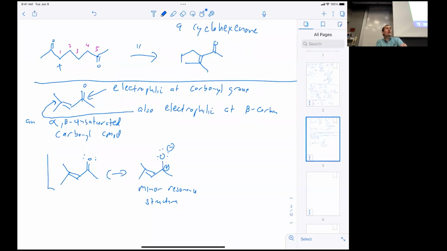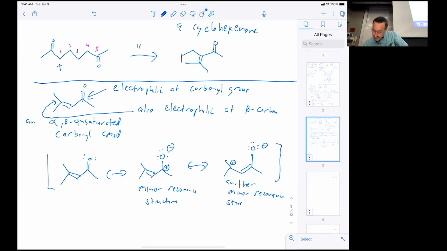But if we look at this molecule and we look at the double bond and think about resonance, we can also recognize that there's a positive charge at the beta carbon. And that gives us another minor resonance structure. If I had to paint a picture of how much each of these structures might contribute, I might say maybe it's like 80% of the structure on the left and 10% of the structure in the middle and 10% of the structure on the right.